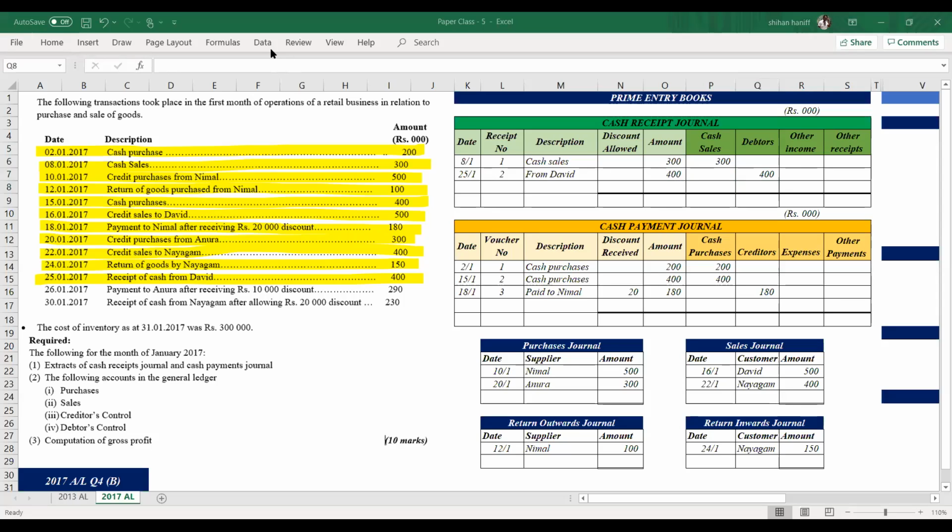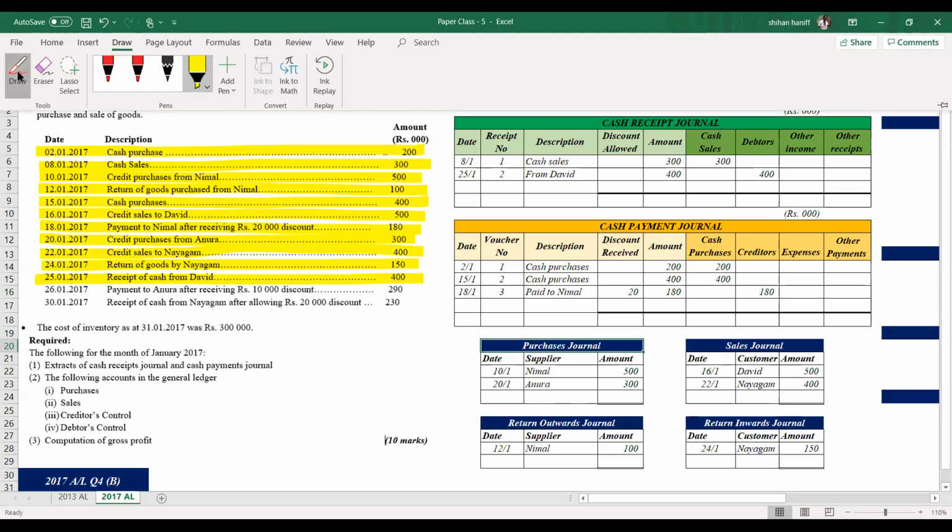So in the question they have asked only to prepare the cash receipt and cash payment. I'm drawing everything to show the full process. You can simply do the cash receipt and payment journal, but it is better to know the complete process, so later it might be useful. Because we don't know in our exam what they will ask. Sometimes they might ask only the prime entries, or sometimes only the ledger accounts. So therefore, we will draw everything to understand the full process.